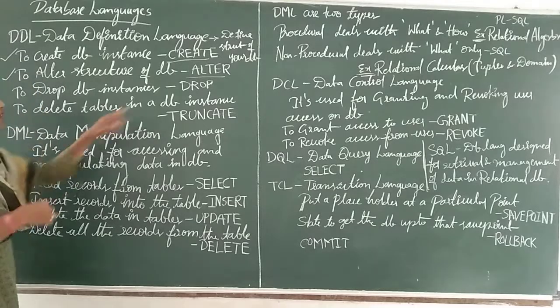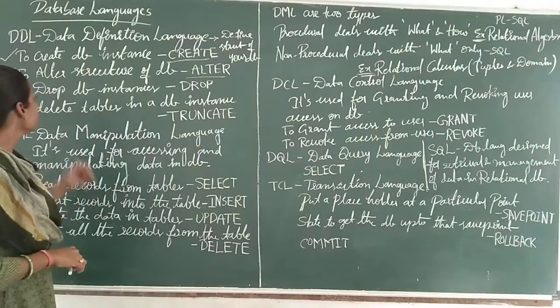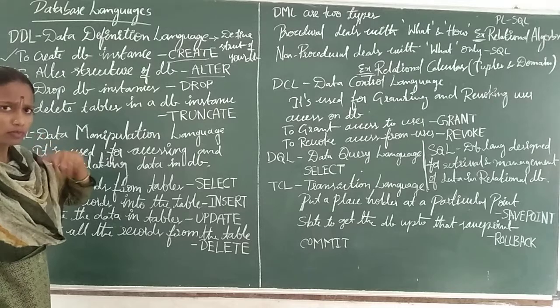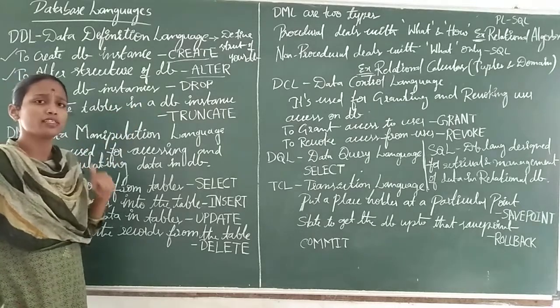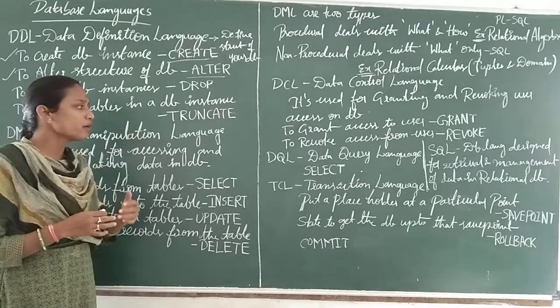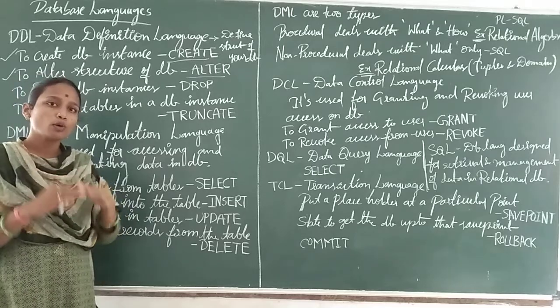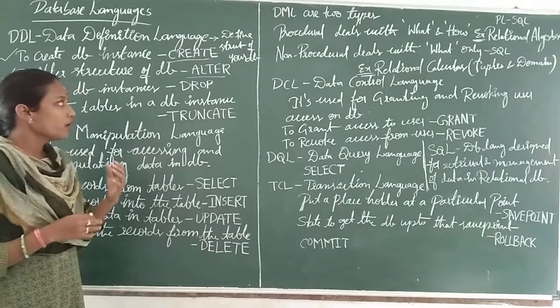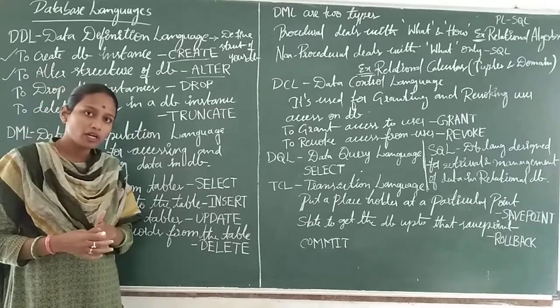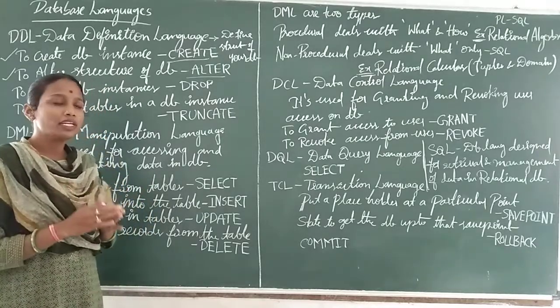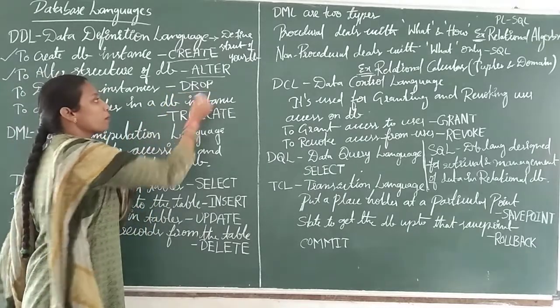And the third one is drop, which means to drop the database instance. Drop means, for example, we have to delete the total table. We have already created one table, and I am deleting the total table with the help of this drop command.